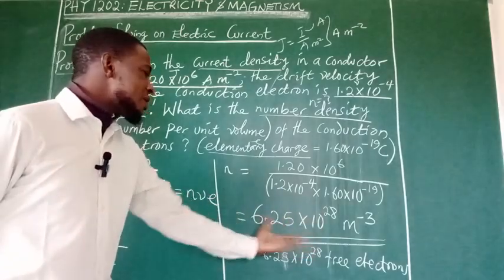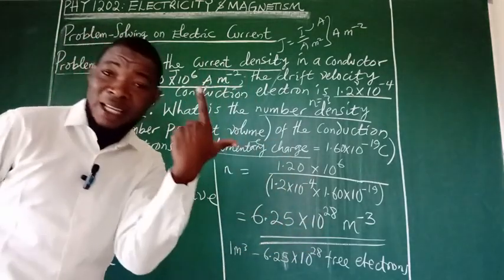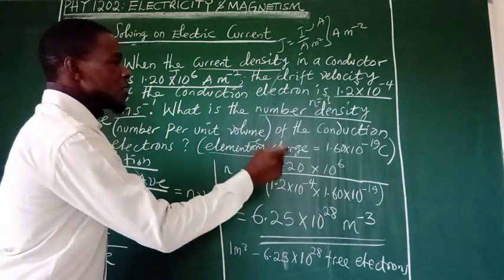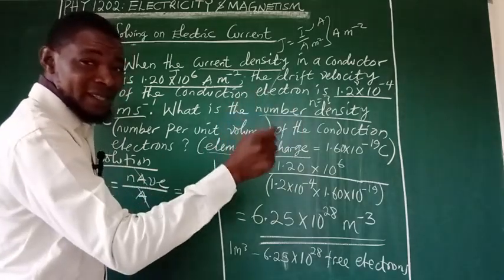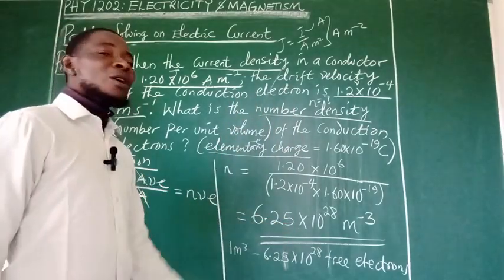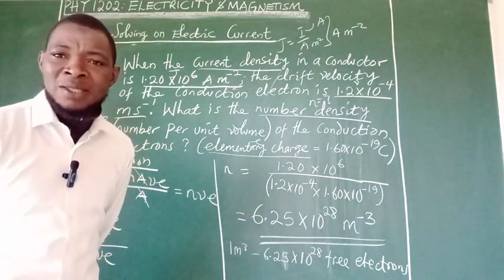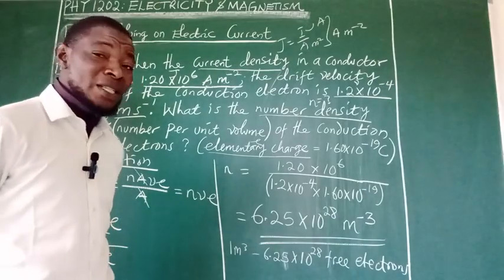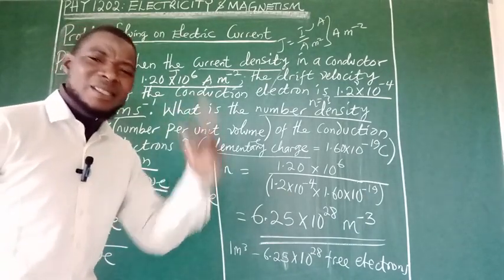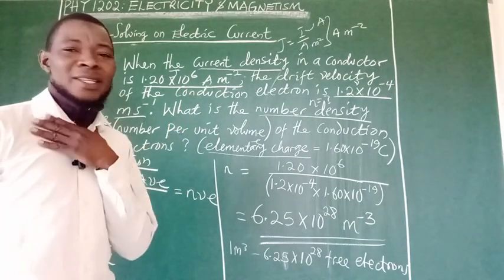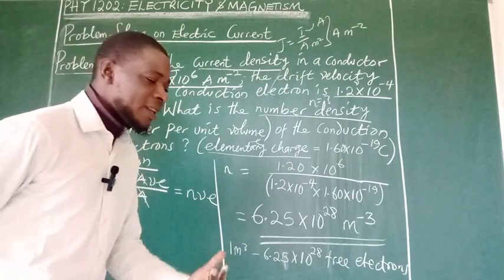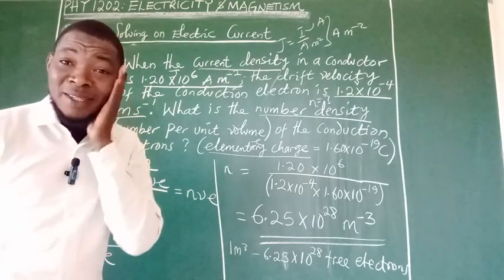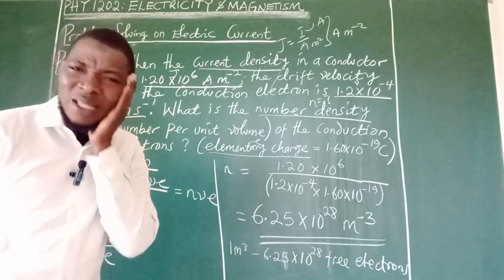This means that you don't have even up to 1 electron, because times 10 to the power minus 28 means you have 0.0000028 zeros before you have 625, which is much less than 1. So it means that in 1 cubic meter volume you have much less than 1 electron. This is inconceivable. This is physically inadmissible, unacceptable. Okay? It doesn't make sense at all. It is contrary to reason.